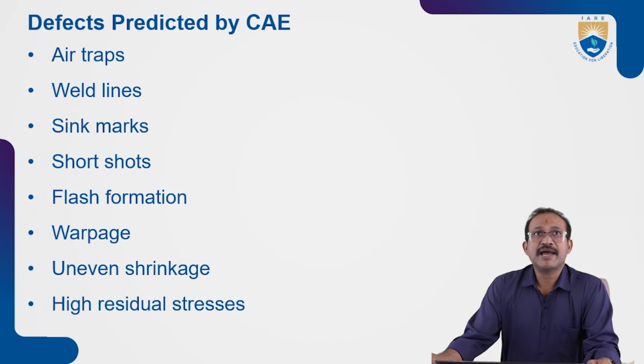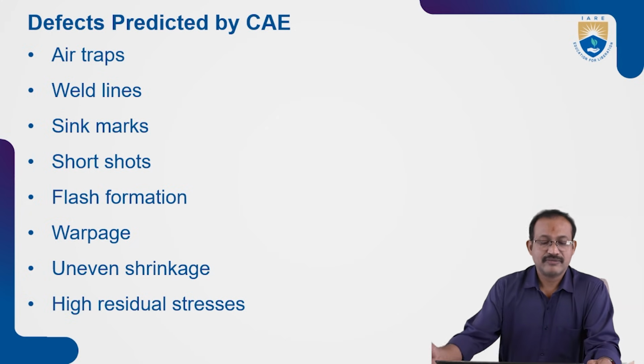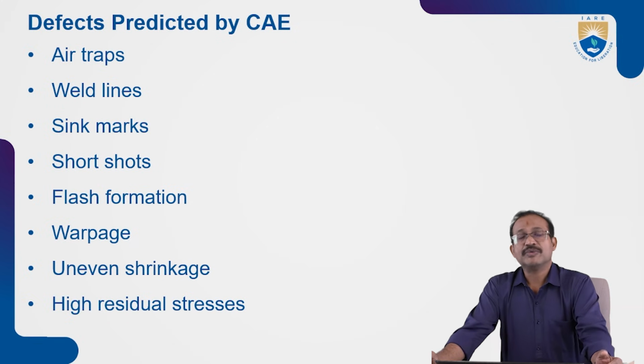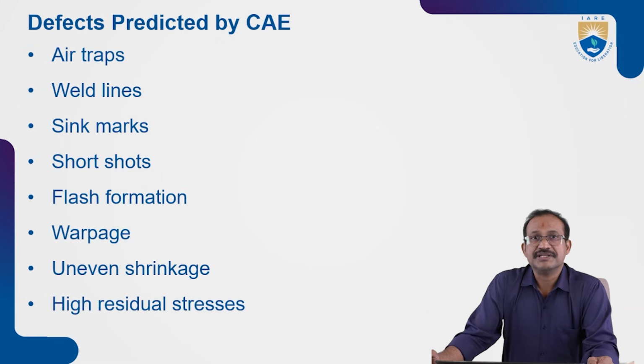First one, air traps. Second one, weld lines. Third one, sink marks. Next, short shots, flash formation, warpage, uneven shrinkage, high residual stresses. Okay, let me reiterate these defects to be predicted using computer-aided engineering in injection molding: air traps, weld lines, sink marks, short shots, flash formation, warpage, uneven shrinkage, high residual stresses.